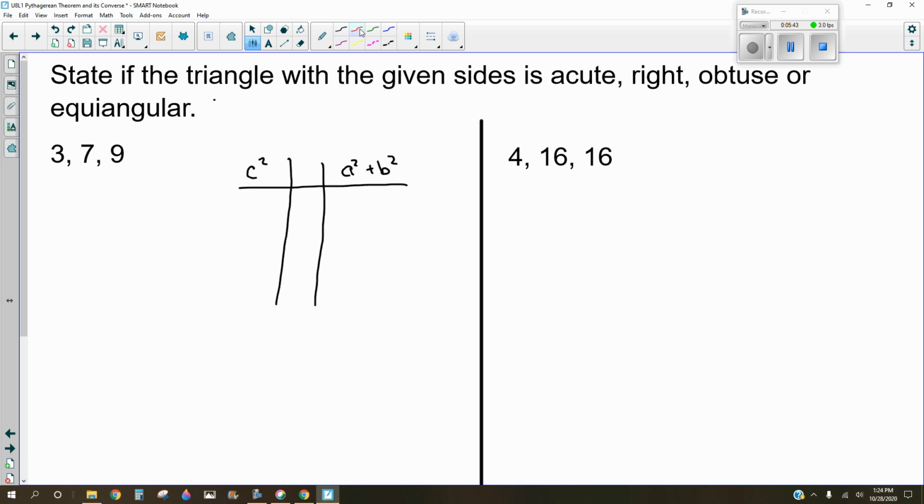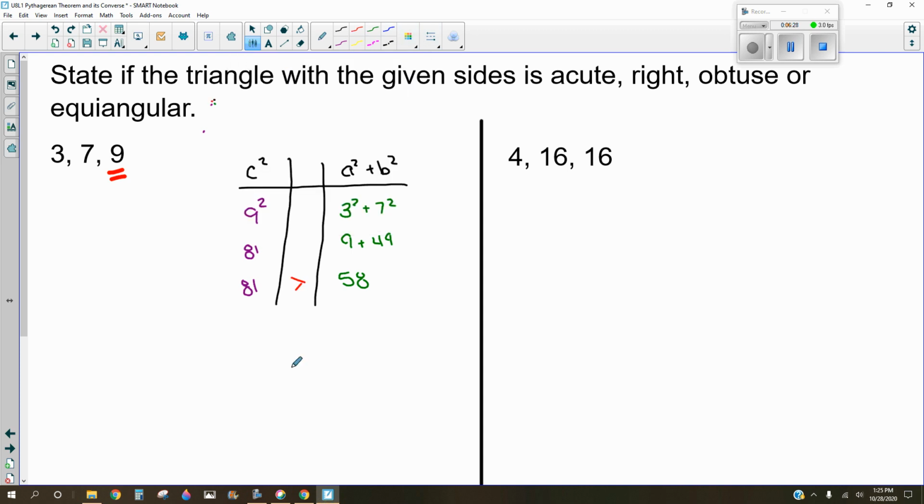Now let's look at our numbers. 3, 7, 9. The biggest one is always your C number. So your C is going to be 9 squared. It's the biggest number. The other two are your A and your B. So this is 9 plus 49, which is 58. Over on the other side, this is 81. So we're comparing 81 to 58.